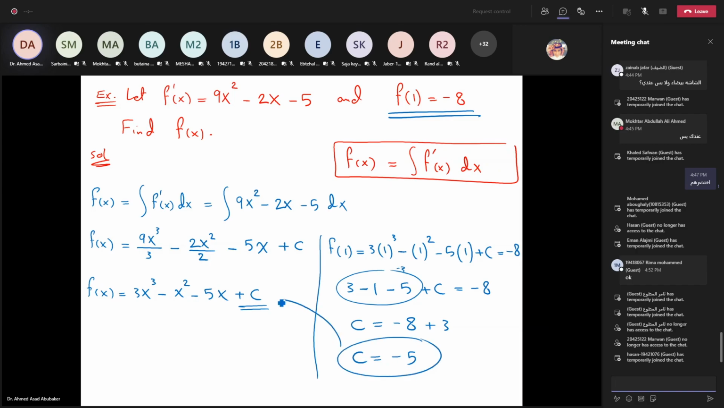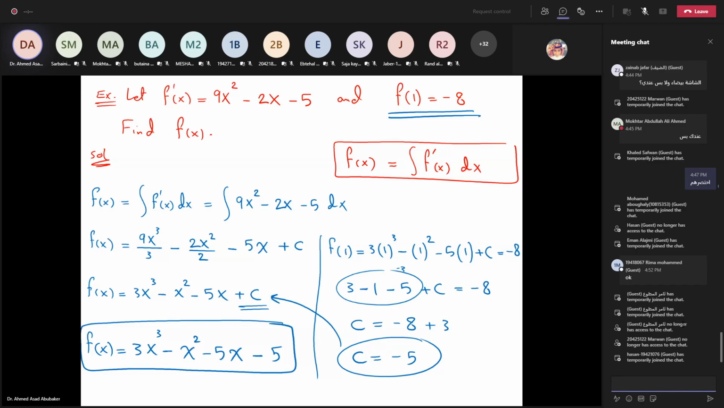C equals negative 5; substitute here. So f of x, we can conclude, equals 3x to the power 3 minus x squared minus 5x plus c, where c equals negative 5. This is f of x. So we can find f of x from f prime by taking the integration of f prime. Okay? Any questions?